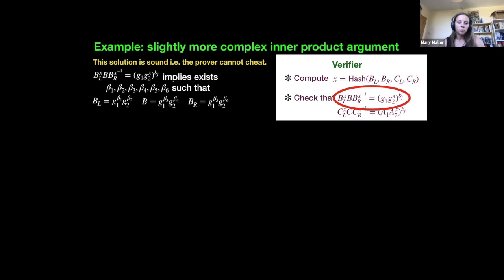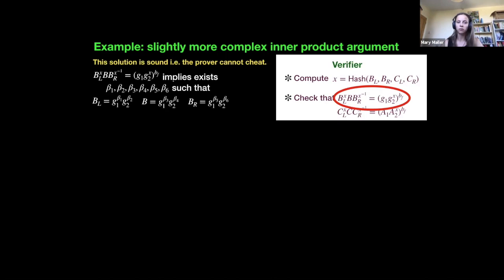If the prover is able to provide some B final such that at random x, BL to the x times B times BR to the power of x to the minus 1 is equal to g1, g2 to the power of x, or to the power of bf, then this implies there exist 6 values, beta 1 through beta 6, such that BL can be represented in terms of the g1, g2 basis, so g1 to the power of beta 1, g2 to the power of beta 2. B is equal to g1 to the power of beta 3, g2 to the power of beta 4, and BR is equal to g1 to the power of beta 5, g2 to the power of beta 6.